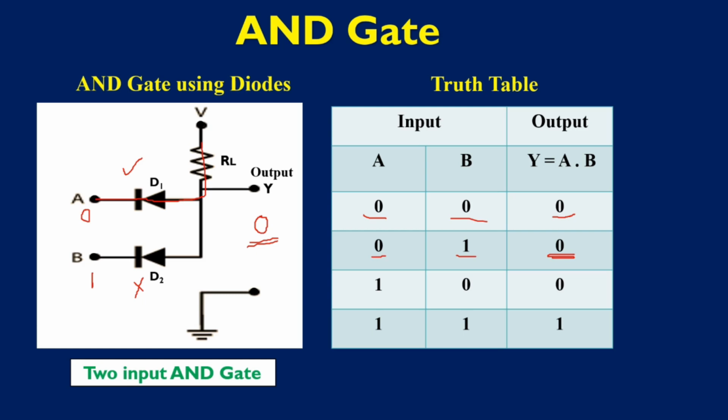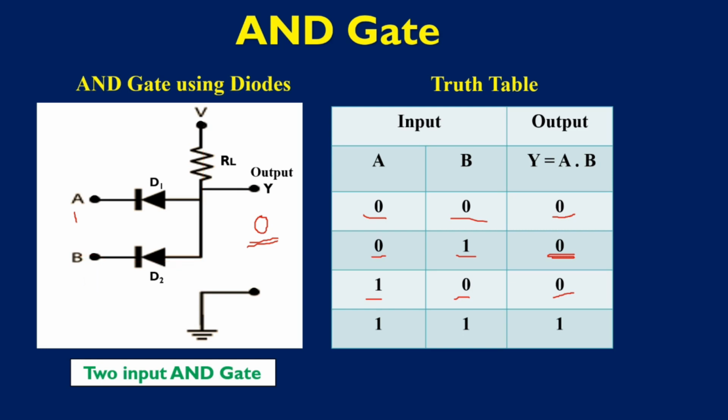Now I am changing the input condition again and making A as 1 and B as 0. Now diode D1 is reverse biased and D2 is forward biased. Because D2 is forward biased, it conducts. So the current will flow through D2 to the ground. There will be no output here, so Y will be 0. So when A is 1, B is 0, output will be 0.